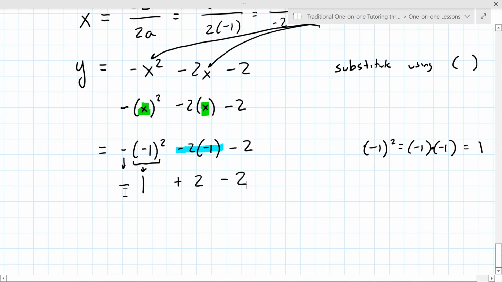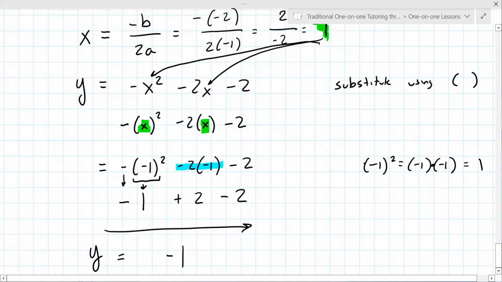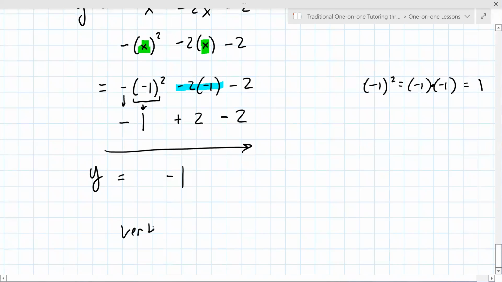So now when you have positive and negative numbers, you just move left to right here to combine them. -1 plus 2 minus 2. Your final answer is -1. Okay. So we found that x is -1 and y is -1. So your vertex is -1, -1.